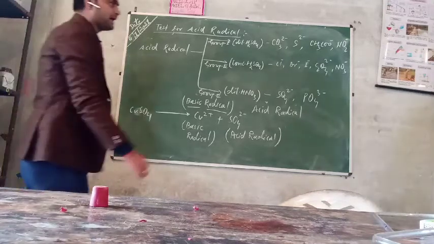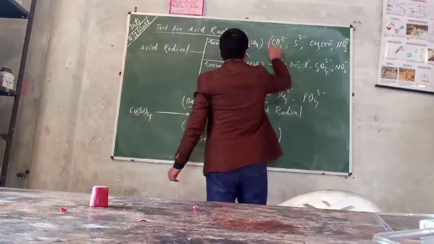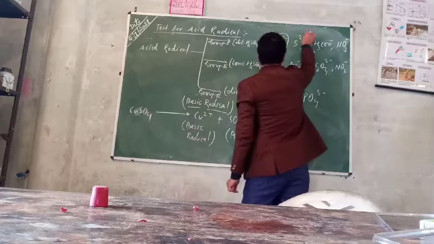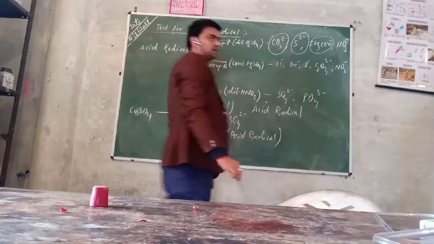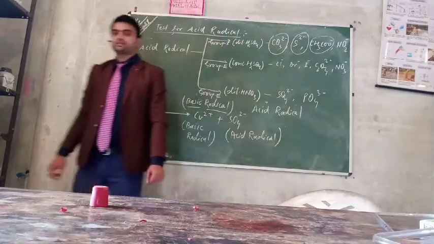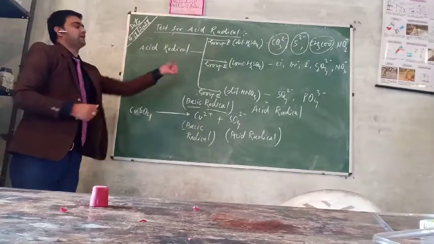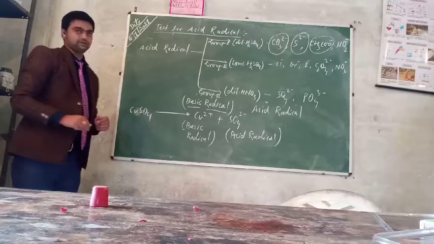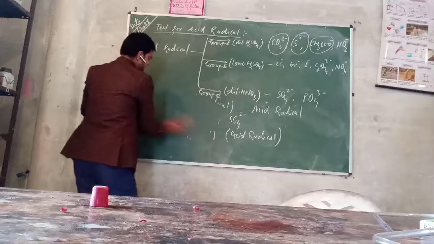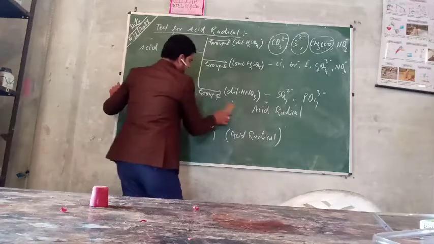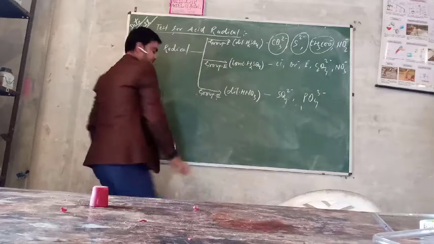Today I will demonstrate the test of the acid radicals, that is the carbonate ion, then the sulfide ion, and then the acetate ion. So how will you make the test of the carbonate ion, sulfide ion and the acetate ion? Come on, let's do the test for the carbonate ion.